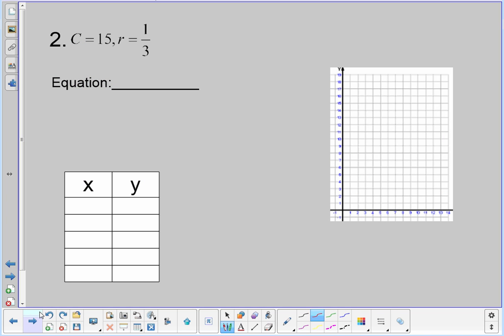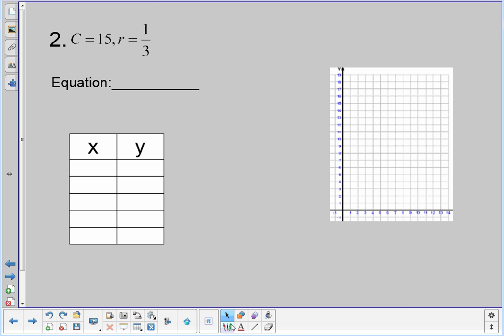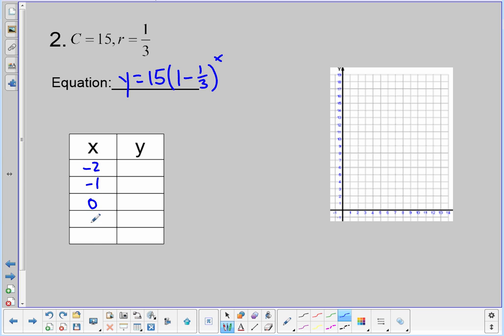Let's take a look at number 2. Now I have a C value of 15, starting value of 15, and my decay rate here is 1/3. So if I write out this equation, I have y equals 15 times 1 minus 1/3 raised to the x power. That's my decay equation. Then let's put in my x values, -2, -1, 0, 1, 2, 3.